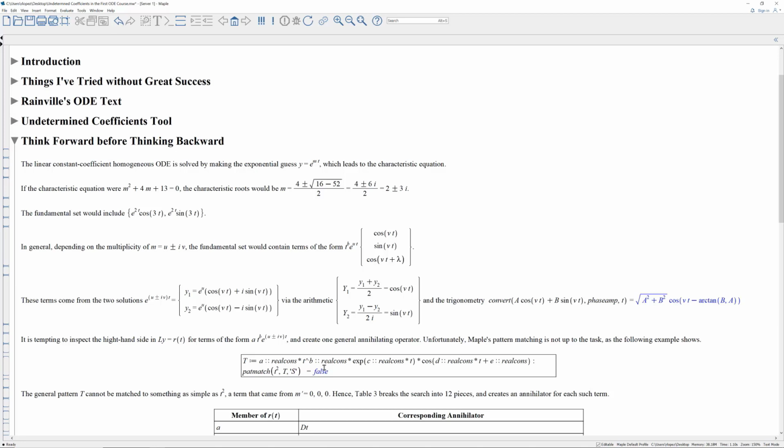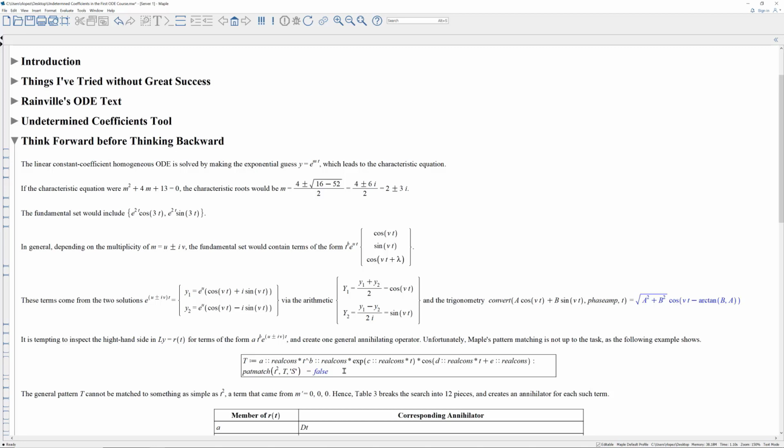Unfortunately, pattern matching in Maple is not strong enough to do the job. I mean, just take the simplest term, t squared, and pattern match it against here. You would hope A would come out to be 1, B would come out to be 2, C would come out to be 0, D would come out to be 0, E would come out to be 0. And what happens? Maple says, I can't match this pattern.